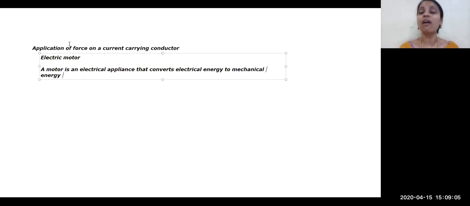So using the concept of force on a current carrying conductor placed in an external field, what have we achieved? We have converted electrical energy to mechanical energy, and that is precisely what a motor is going to achieve for us. But please understand that this is not the principle of working of a motor. What does a motor do? A motor simply converts electrical energy to mechanical energy. But what is the principle of working of a motor?